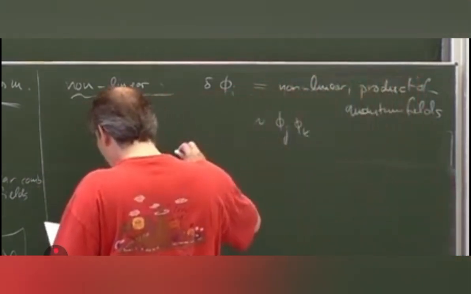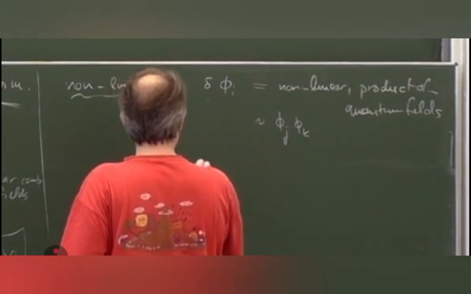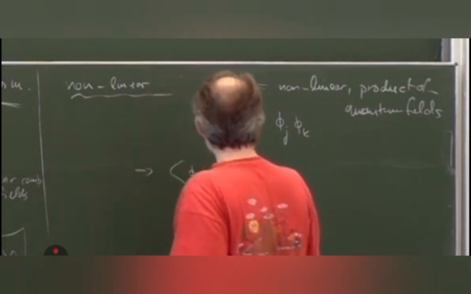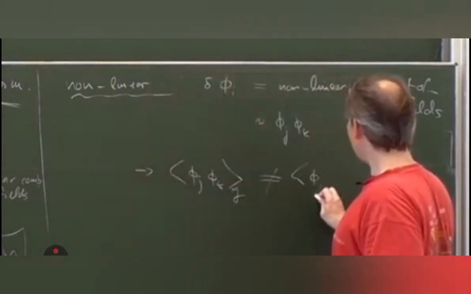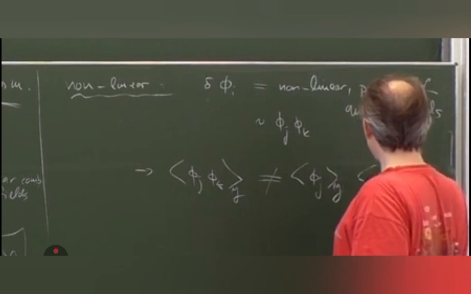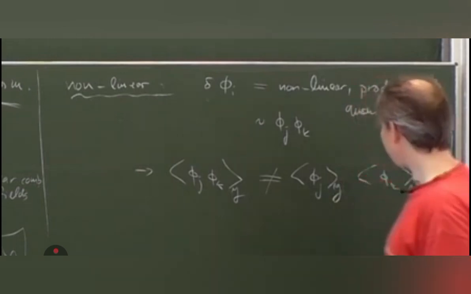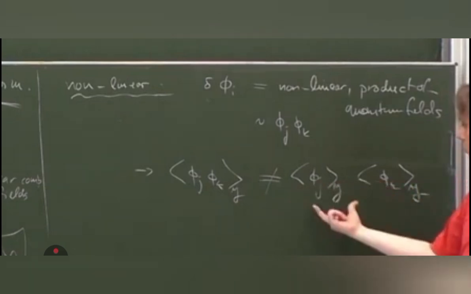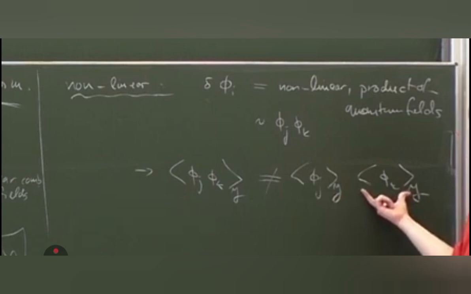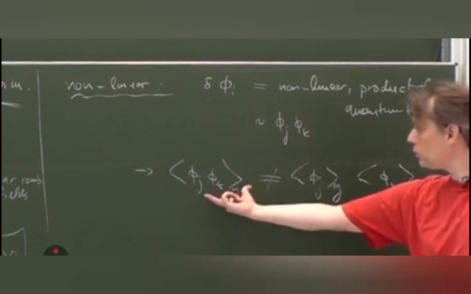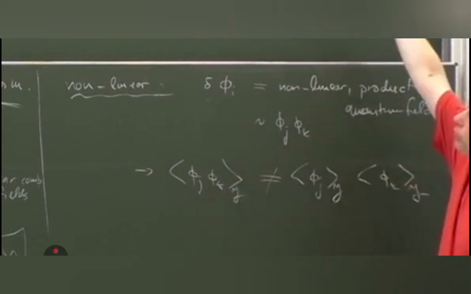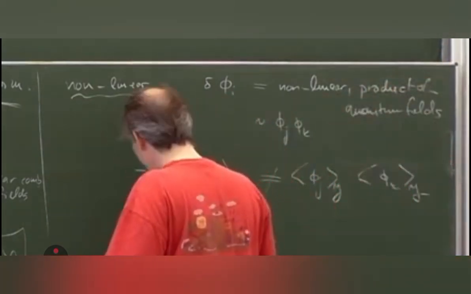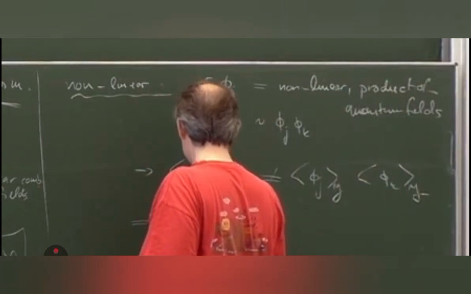And then, as we said already, the product expectation value might be different from the individual expectation values. And those individual expectation values, they would correspond to the classical expression. That would be just the classical phi j, and that is the classical phi k. But the combination that we need in our symmetry identity is different from the classical product. That is the point. So then we get a non-trivial change of the symmetry transformation.